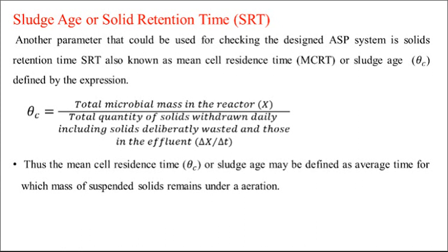So sludge age theta c is equal to the total microbial mass in the reactor divided by the total quantity of solids withdrawn daily, including solids deliberately wasted and those in the effluent. From this, theta c can be calculated. Thus the mean cell residence time theta c, or sludge age, may be defined as the average time for which the mass of suspended solids remains under aeration in the aeration tank.